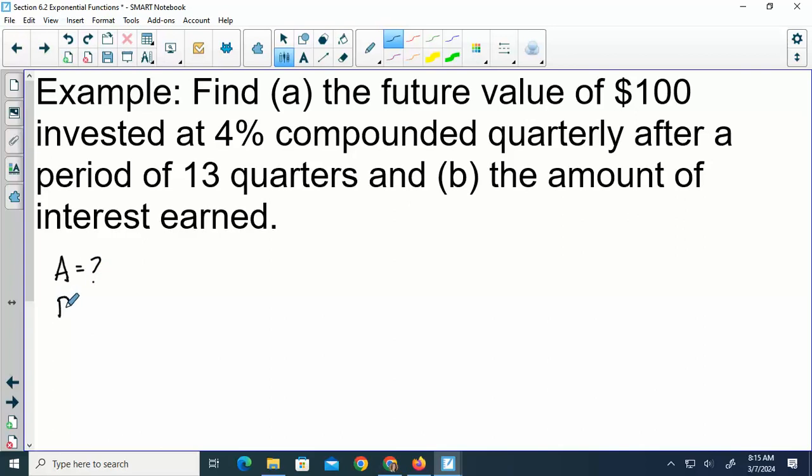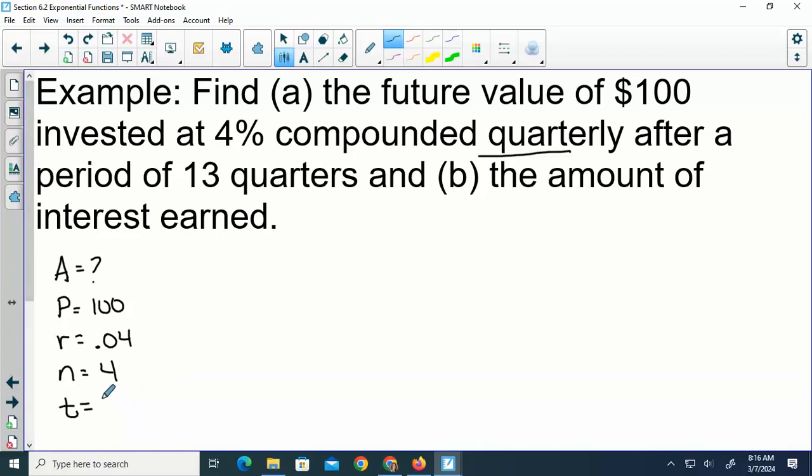What is our P, our present value? 100. What is my interest rate? 0.04. N, how many times are we compounding each year? 4. Quarterly means 4 times a year. And then T. T is time, but it has to be in years. How would I change 13 quarters into years? Divide it by 4. There are 4 quarters in a year.